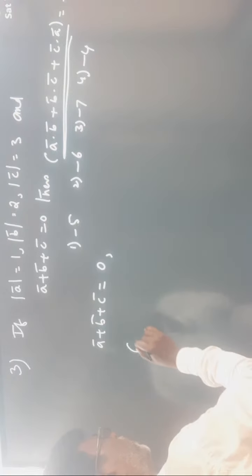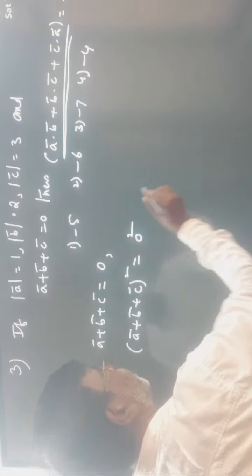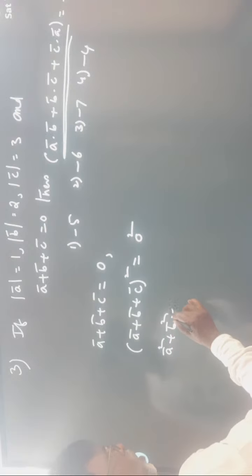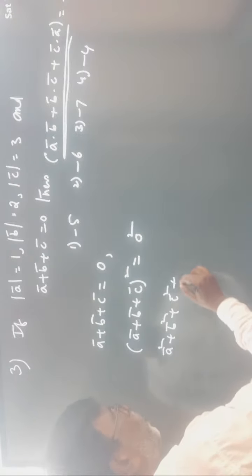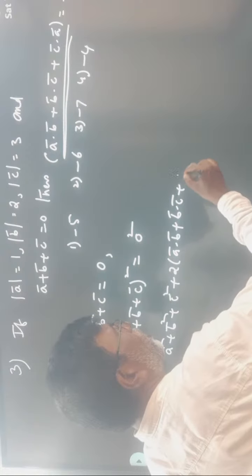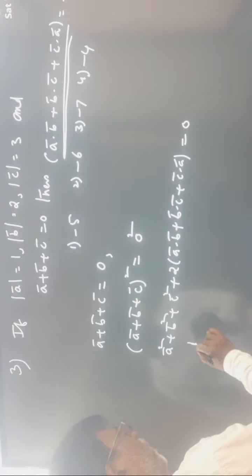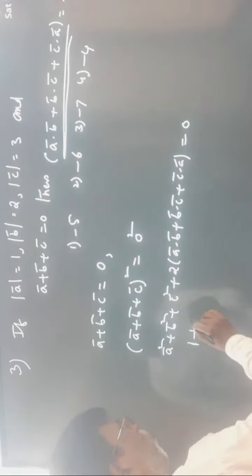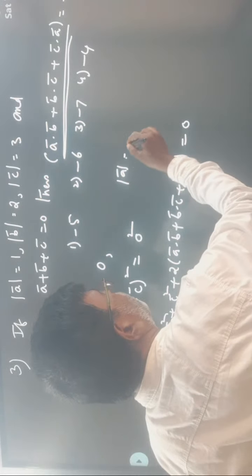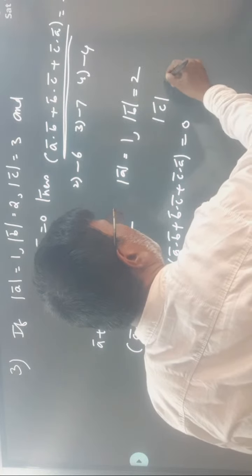Squaring this, first idea: A bar plus B bar plus C bar whole square equals 0 square. This is A bar square plus B bar square plus C bar square plus 2 into A dot B plus B dot C plus C dot A equals 0. So mod A square is 1, mod B square is 4, and mod C square, since mod C is given as 3, is 9.